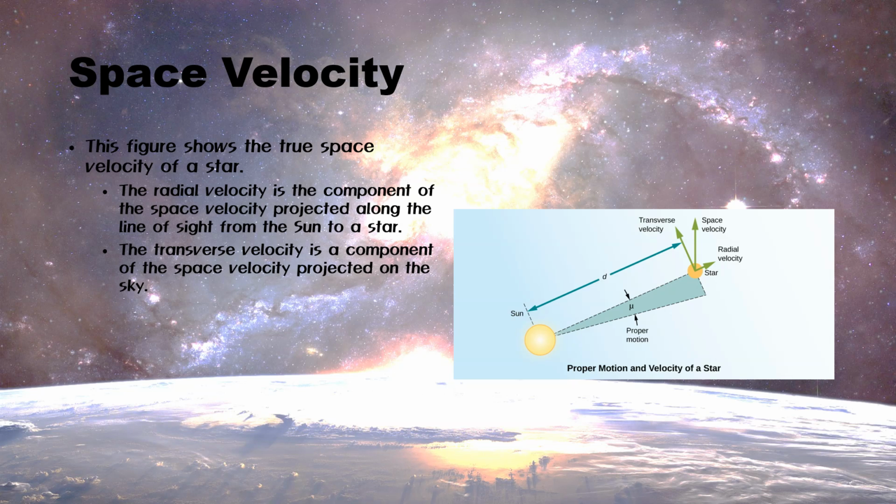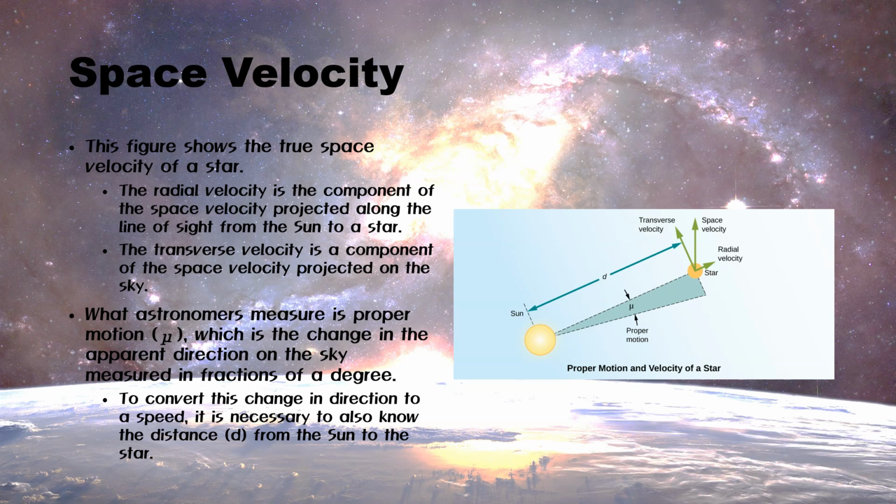Now, this figure shows the true space velocity of a star. What we see is that the radial velocity is the component of the space velocity projected along a line of sight from the sun to a star. The transverse velocity is a component of the space velocity projected onto the sky. What astronomers measure is the proper motion, which is the change in apparent direction on the sky measured in fractions of a degree. To convert this change in direction to a speed, it is also necessary to know the distance from the sun to the star.